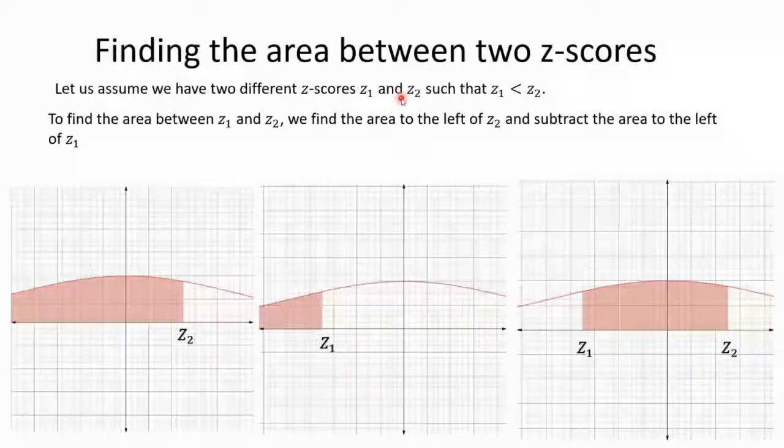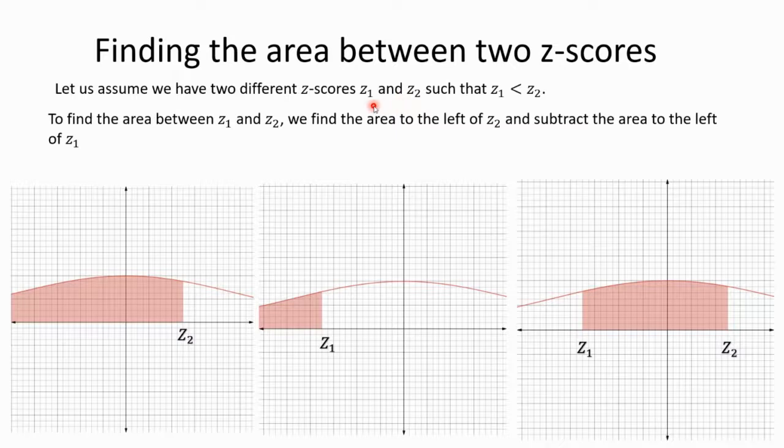So let's say you want the area between the z-scores, z1 and z2. These are just two different z-scores. These are two different data values for the standard normal distribution, or you could think of them as just two standard scores. So basically here, what we do to get the area between the two is we have to subtract certain values from that table. The graphs are illustrating what you have to do.